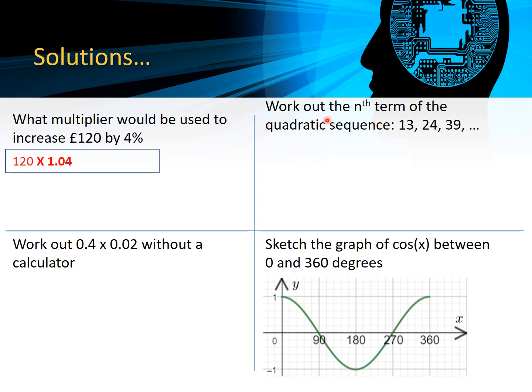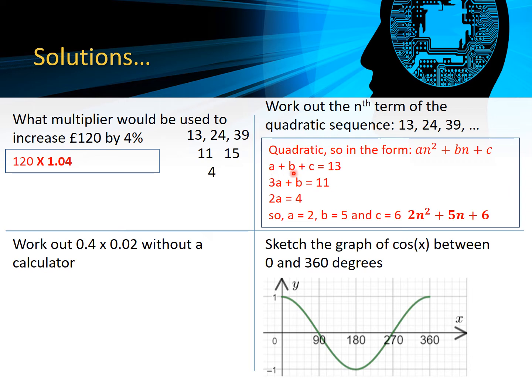Next one, we've got the nth term of a quadratic sequence. Again, we've kept this one in. We've done a few of these by now. So the first thing you need to do is write down your numbers, 13, 24, 39. Work out your first difference, work out your second difference. And then you've got these numbers 13, 11 and 4. You write down a plus b plus c is the first number, 13. 3a plus b is 11 for the second number. 2a equals 4, that's your third number.